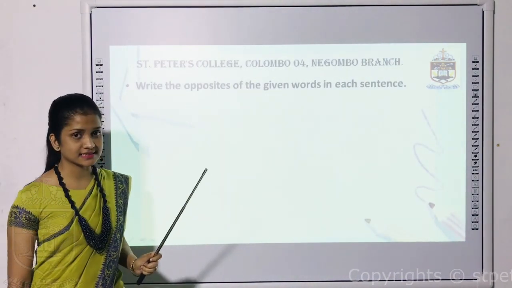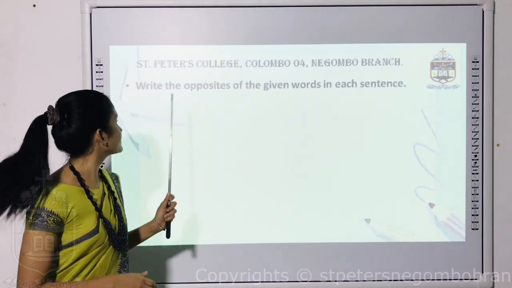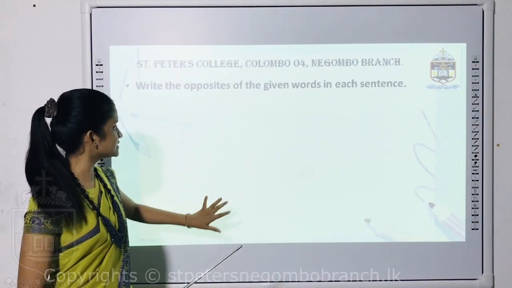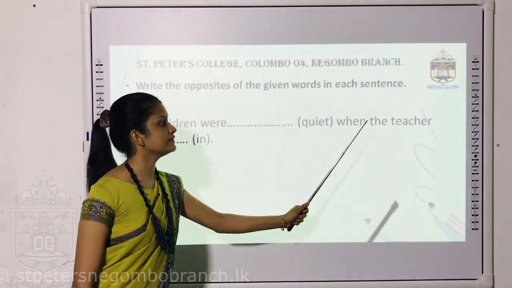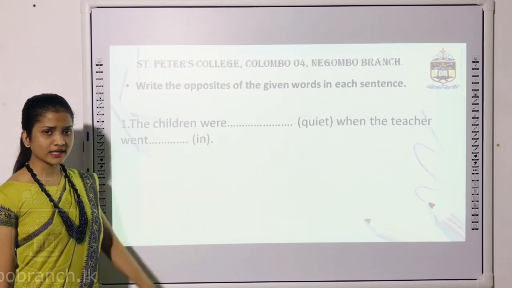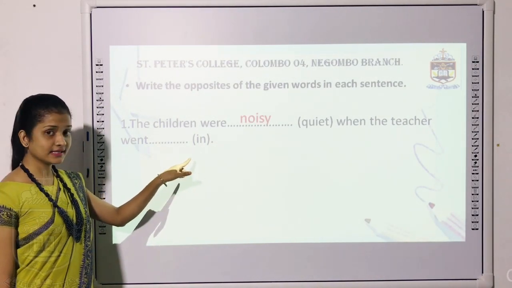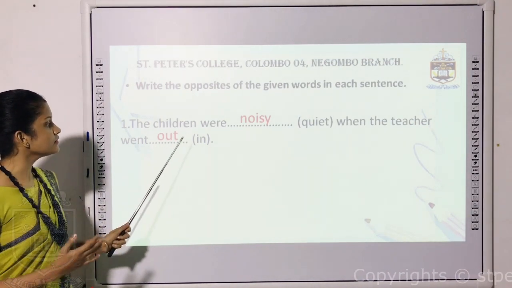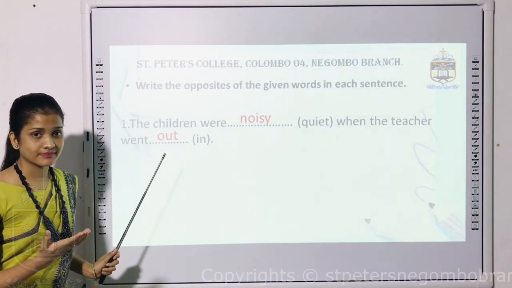I have given sentences. Go through the following words and write the opposite words. Write the opposites of the given words in each sentence. The first sentence is, the children were blank when the teacher went blank. What is the opposite word for quiet? It's noisy. Opposite word for in, it's out. Okay, we'll read the answer now. The children were noisy when the teacher went out.